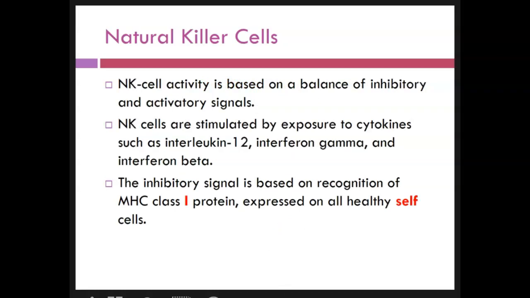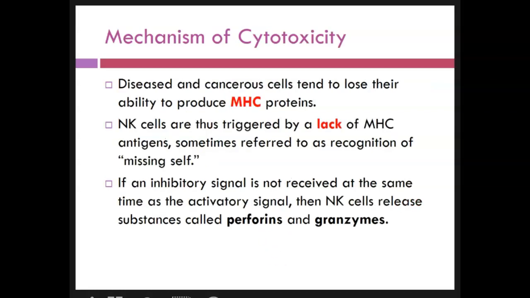Natural killer cell activity is based on a balance of inhibitory and activatory signals, and the inhibitory signal is based on recognition of MHC class I proteins expressed on all healthy self cells. And we've heard that about 15 times already in the first couple of weeks of immunology. So if a natural killer cell sees MHC1 markers on a cell, it's marked as safe and it will not attack it. What is the mechanism of cytotoxicity?